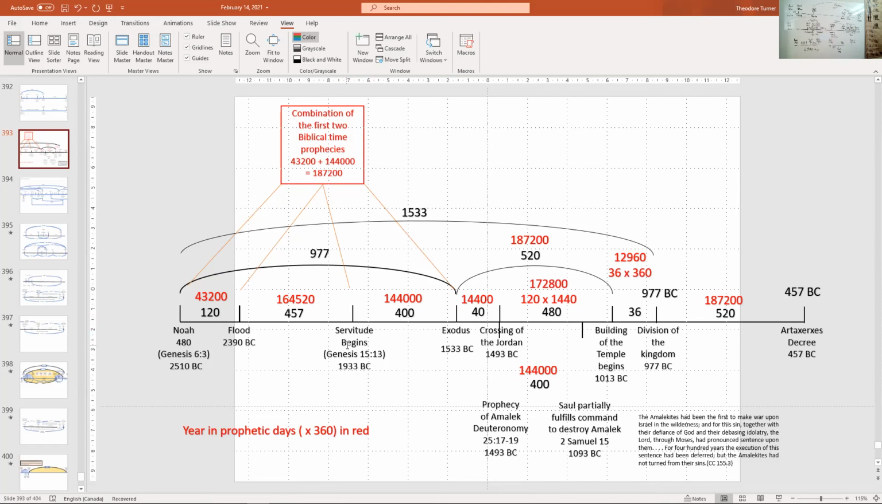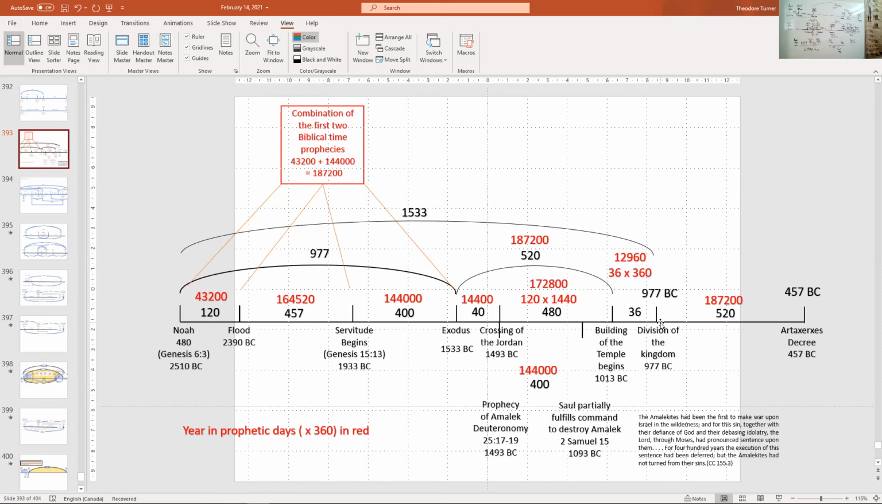So that's from the weaning of Isaac to the Exodus, and 400 years is 144,000 days. And then the 40 years from the Exodus to crossing the Jordan is 14,400 days. Now, what he noticed is this period of time from the prophecy of Noah to the division of the kingdom in 977 BC is 1,533 years.